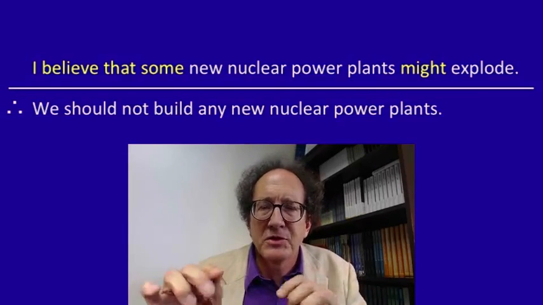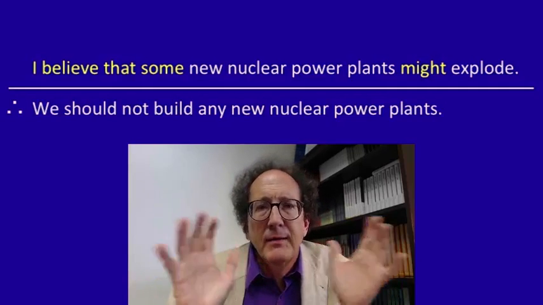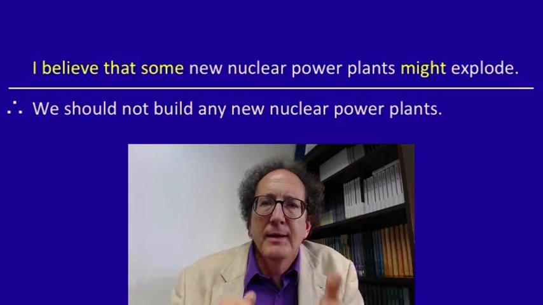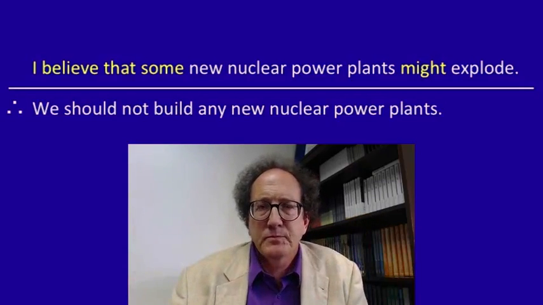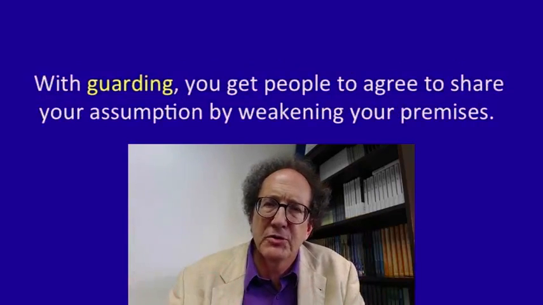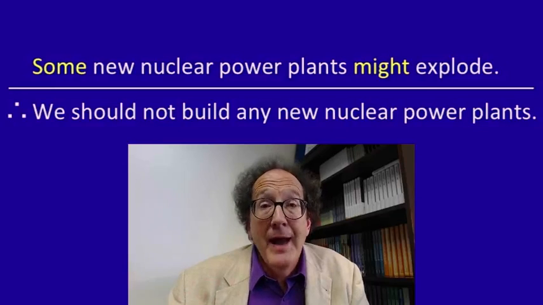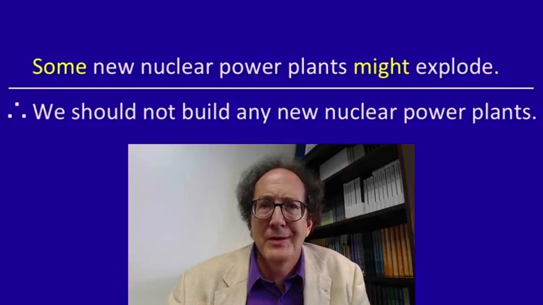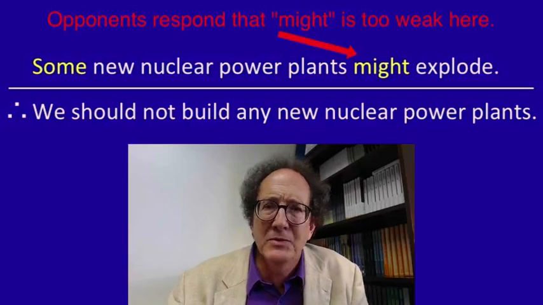It enables you to start an argument with that premise if other people agree that it's true because it's so weak. You get them to agree to share your assumption by weakening your premises. Now, of course, what happens now is someone says, wait a minute, they might explode, sure, and the sun might not come up tomorrow. All kinds of things might or might not happen. Might's too weak to establish that we shouldn't have new nuclear power plants.